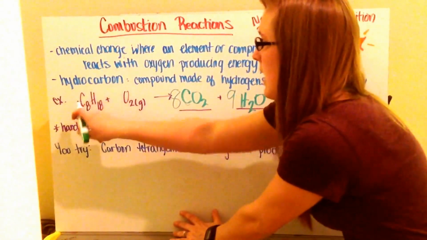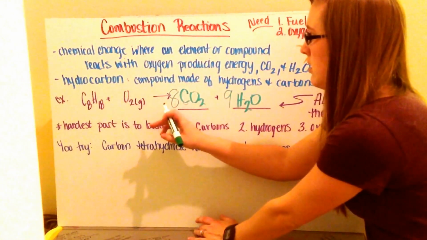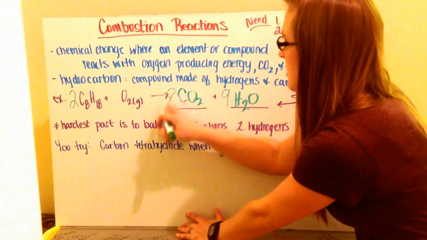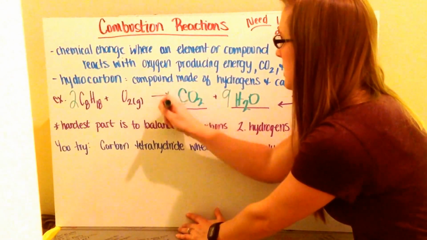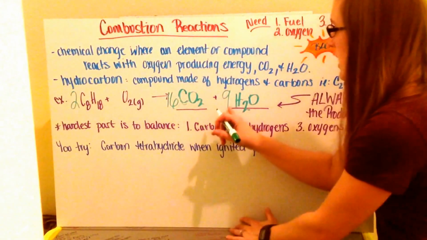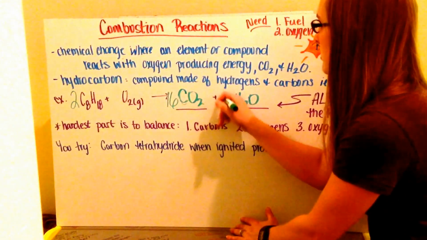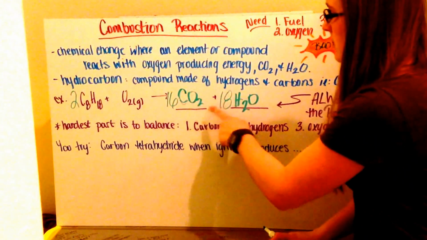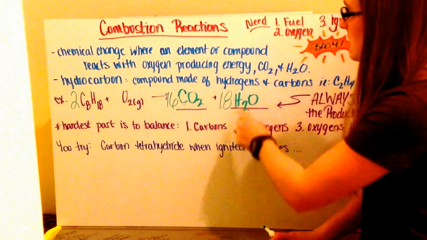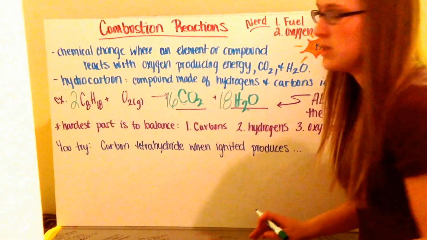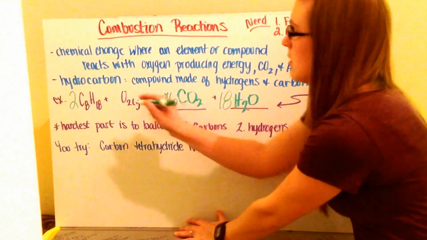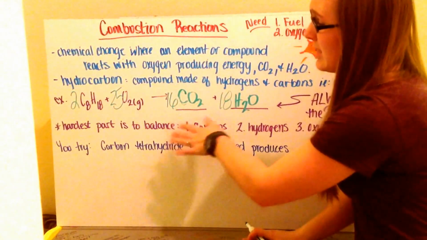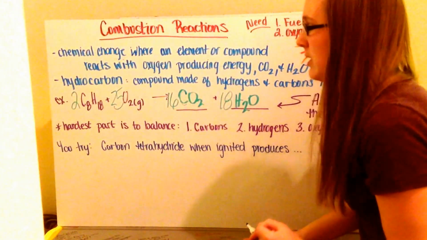So I have an imaginary 1 here, my 8, my 9, so this turns into a 2. My 8 turns into a 16. My 9 turns into an 18 here. So now I have 16 times 2, which is 32 oxygens, plus another 18 is 50 oxygens. Therefore, my oxygen coefficient needs to be a 25. Okay, this is an extreme example, but a good example nonetheless.